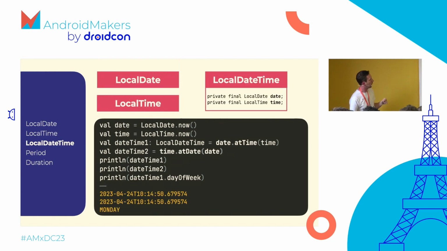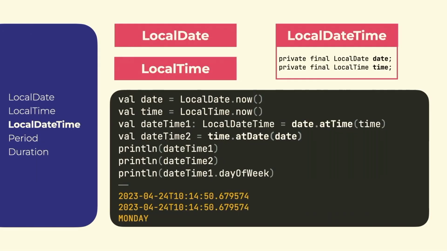We have the LocalDateTime, and as you can see here, it encapsulates a date, so year, month, day, and a time, hour, minute, second, nanosecond, still without a time zone. And what's funny here is that you have a LocalDate, and you can do atTime to add the time, and you get a LocalDateTime, and if you have a time, you do atDate, and you add a LocalDate, and then you get a LocalDateTime. And you can do some operations like dayOfWeek, so we know that when I did that, it was on Monday.